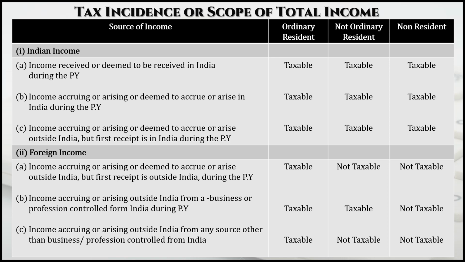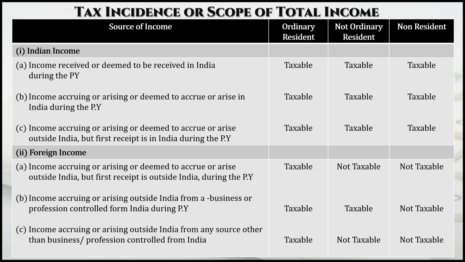Second type of foreign income is income accruing or arising outside India from a business or a profession that is controlled from India. So the business is set up outside India, the business, the job, everything is being done outside the country, but the control alone is from India. So it is a foreign income, but the control is in India. So in that case, if it's a business or a profession, ordinary resident and not ordinary resident will be taxed. The non-resident will not be taxed.